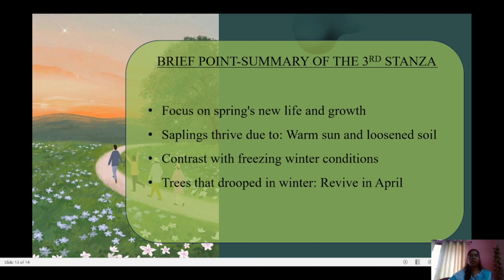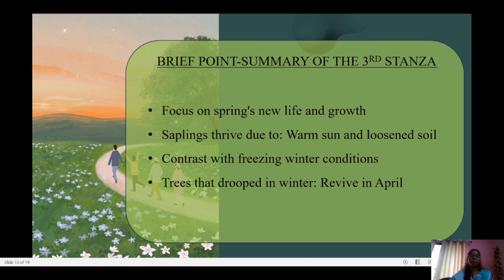But it is not all about looking nice. The poet is also showing us how tough nature is. It's like nature's got the never give up attitude. You see, winter comes in like a bully and tries to knock everything down, but then spring comes and it fights back. From the tiny saplings to the big old trees, everything starts bouncing back as soon as they get the chance.